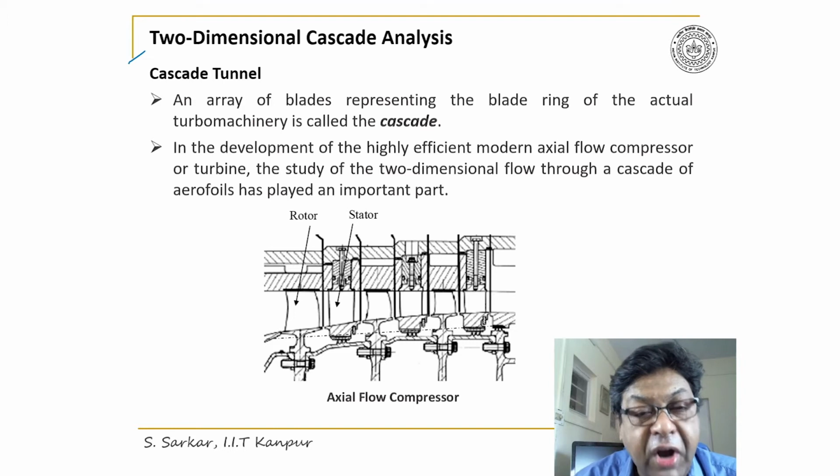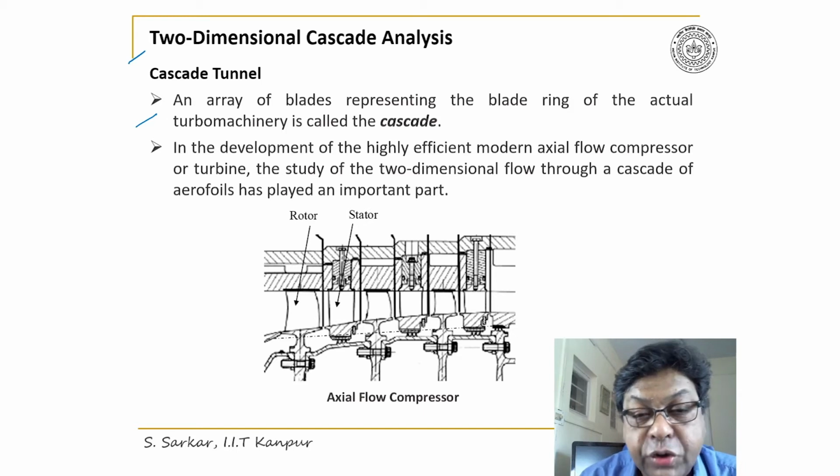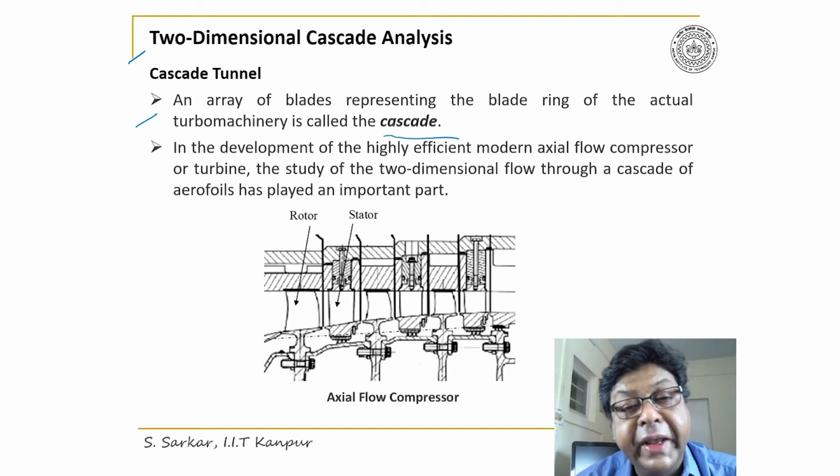Let me first define what is called a cascade. An array of blades representing the blade ring of the actual turbomachinery is called the cascade. Thus, cascade is an array of blades.